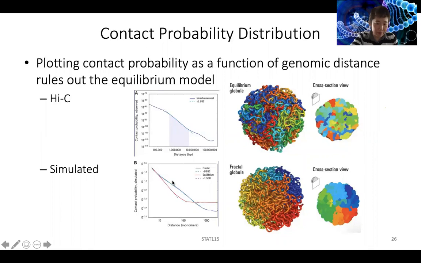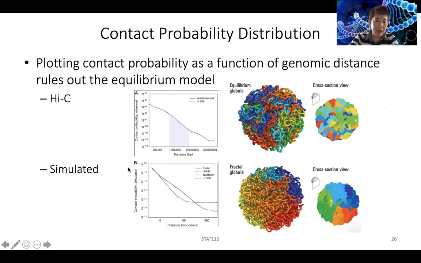But when you are looking further away, at the compartment level, you can see the equilibrium globule is not as good. When things are a little further away, it's a lot harder to interact with each other. Whereas if you have a fractal kind of globule, the things that are further away can still be close to each other on the chromatin or in the overall nuclear packaging. They're closer to each other and more likely to interact. But when they are really, really far away, then you don't really care. They are just too far to interact.